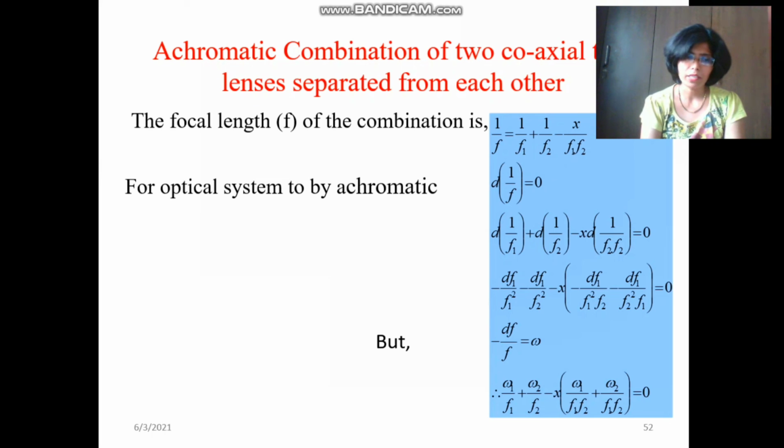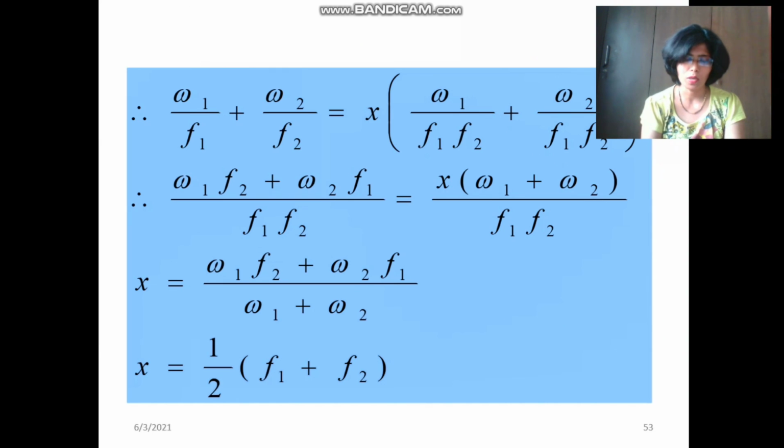After solving it, we can write it as minus df1 upon f1 square minus df2 upon f2 square minus x times (minus df1 upon f1 square f2 minus df2 upon f2 square f1), which is equal to 0. But as we know, minus df upon f is equal to omega, so we can write it as omega 1 upon f1 plus omega 2 upon f2 minus x times (omega 1 upon f1 f2 plus omega 2 upon f1 f2), which is equal to 0. After solving it, omega 1 upon f1 plus omega 2 upon f2 is equal to, when x goes to the right hand side, it becomes positive, x upon f1 f2 into (omega 1 plus omega 2).